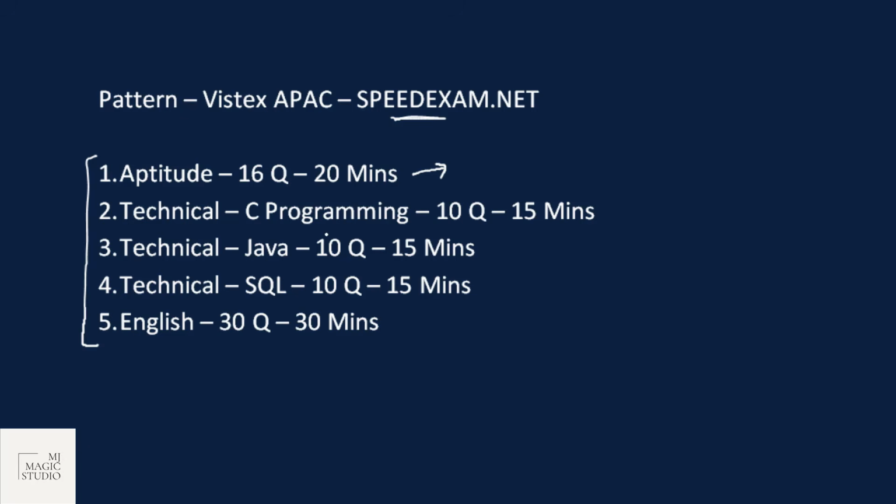Then we have technical: C programming 10 MCQ, Java 10 MCQ, and SQL 10 MCQ. The fifth one is English, where we have 30 questions which you need to answer in 30 minutes. The majority of the questions in English comprehension or verbal ability were of reading comprehension type. Short passages, long passages, 2-3 questions with long passages, and with short passages we have got a question. So this is the pattern, and I will be taking up a few aptitude questions similar to what you might get when writing the VISTEX assessment.